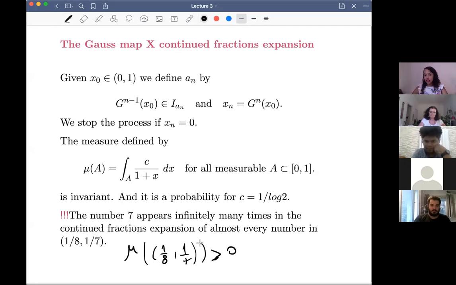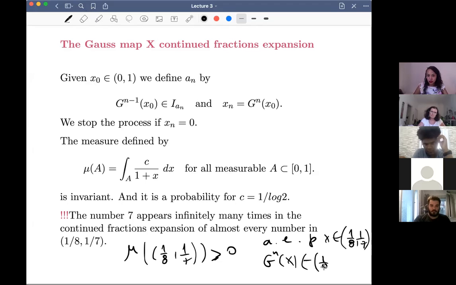If we have a set with positive measure, Poincaré tells us the following. For almost every point in this set, the points return infinitely many times. So for almost every point in this interval, 1 over 8, 1 over 7, we will have infinitely many iterates of G, the Gauss map, that belong to this interval, 1 over 8, 1 over 7.